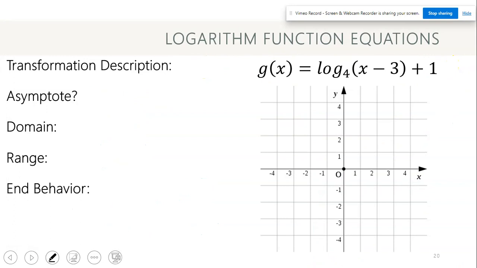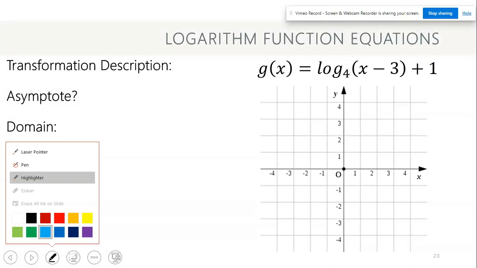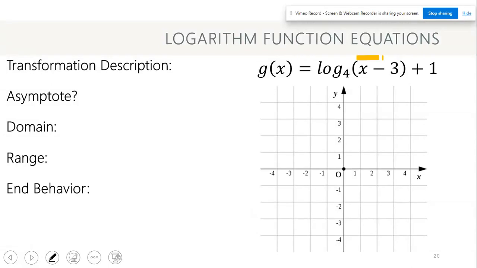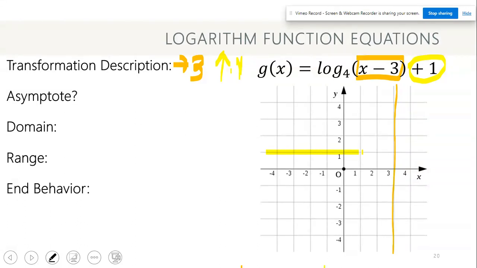Here's another equation, log base 4 of x minus 3, plus 1. Let's describe it in words. We have x minus 3. That means we're moving to the right 3 units. And we're automatically going to throw in, to the right 3, our vertical asymptote. Now, since we have plus 1 on the outside, that means that's a vertical shift. We are shifting our graph up 1 unit. So let's put that in there.